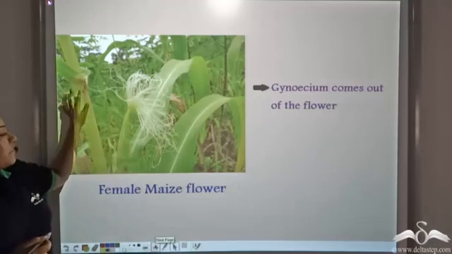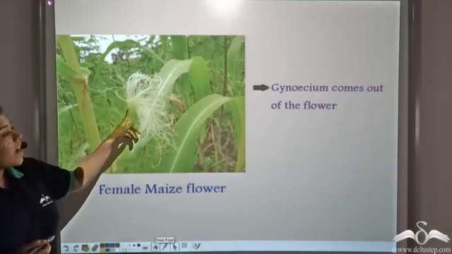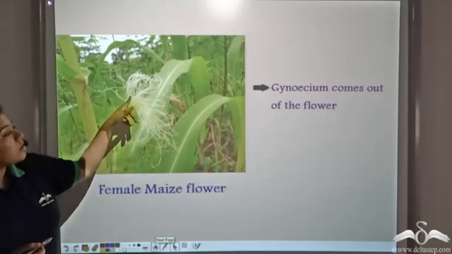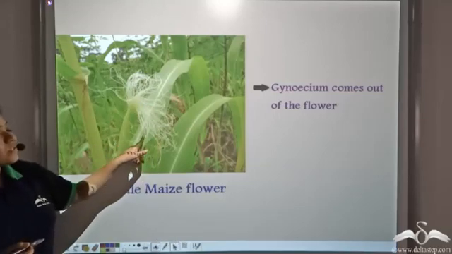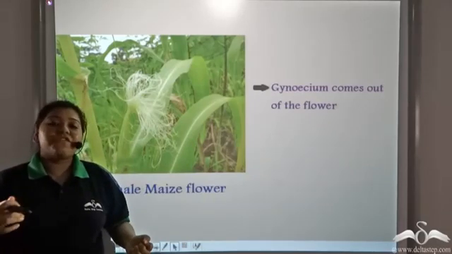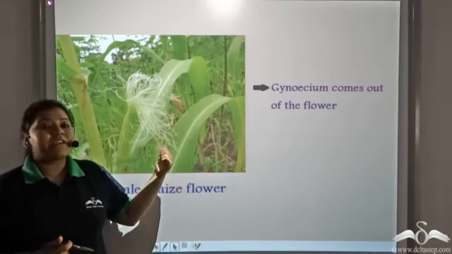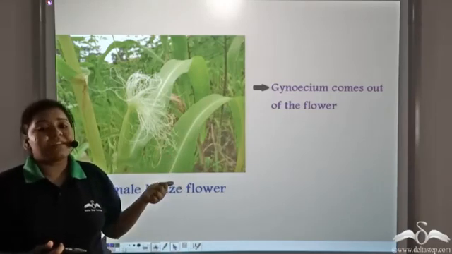This is a female maize flower. See, the gynoecium comes out of the flower so that it can catch any pollen grains from the wind easily. So this is another modification of an anemophilous flower.